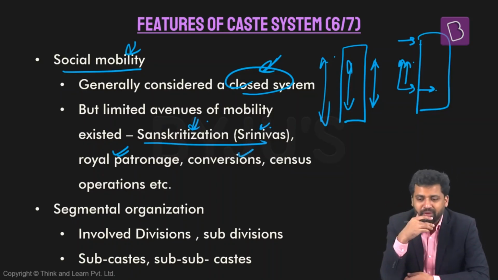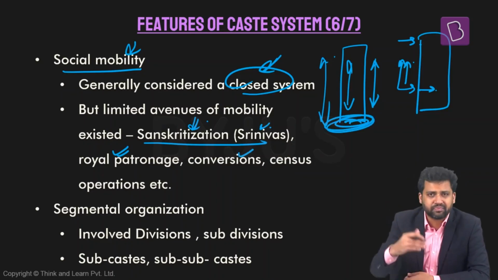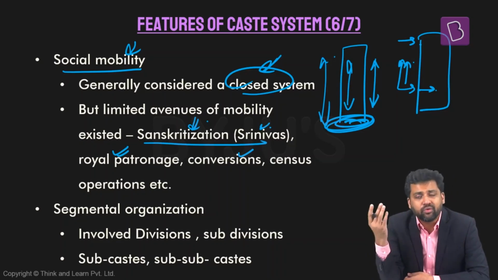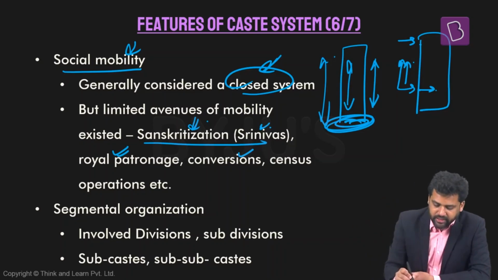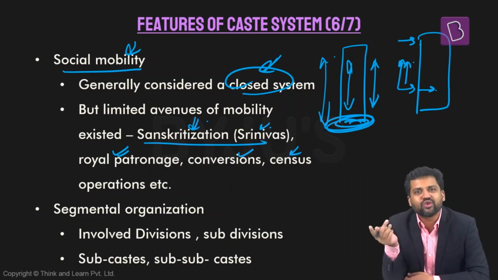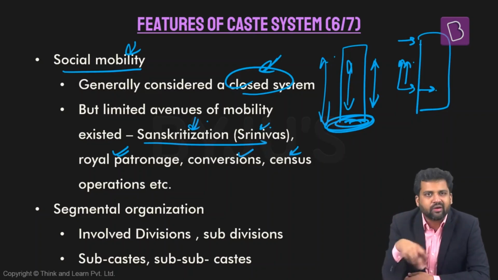Conversions can also lead to a change in your position. In fact, there are instances where people who would have been accorded a lower caste in the caste hierarchy have converted to other religions, maybe to Buddhism, maybe to Islam, to Christianity, to have a better social status. Maybe the census, how the census officials record your caste, can also have a role, and it can also lead to social mobility. These are some elements of social mobility.